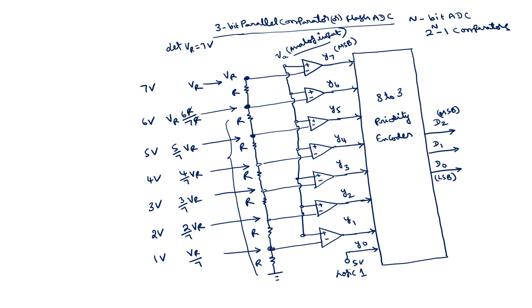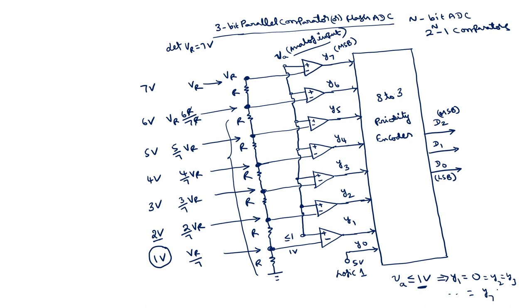Now the operation of this circuit is as follows. If this analog voltage VA is less than or equal to 1 volt, what will be the output of the comparator? This voltage is less than or equal to 1 volt, whereas the voltage here is 1 volt. So the voltage at the negative terminal is greater than the voltage at the positive terminal, or if both the inputs are equal, then the output is also 0. Then the output Y1 becomes 0. And what happens to Y2? This voltage is less than or equal to 1 volt, whereas this voltage is 2 volts. So Y2 also will be 0. Y3 up to Y7 will all be 0.